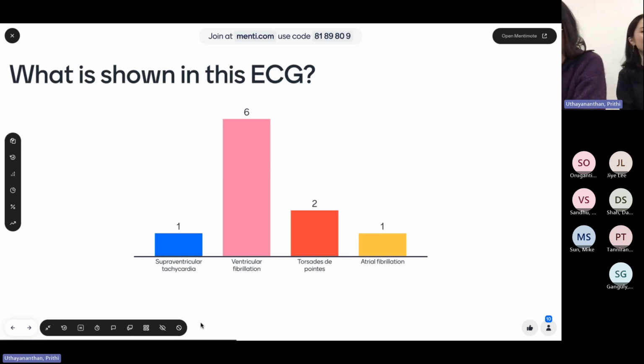The amplitude's going up and down, and it's kind of alarming because it can turn into ventricular fibrillation, which is very bad, and you'll need to start your advanced life support, because the heart's not pumping properly anymore. So yeah.